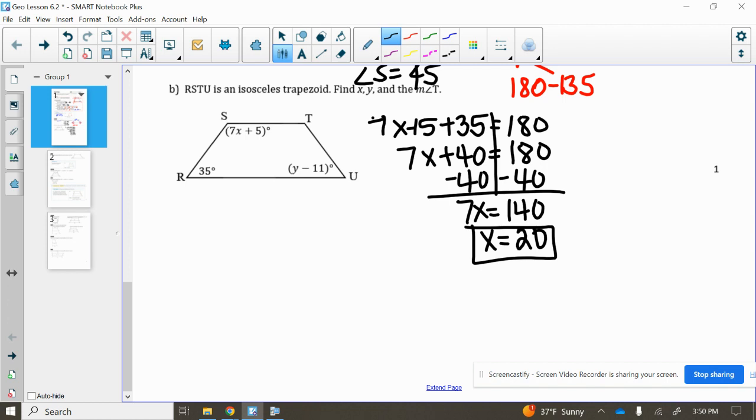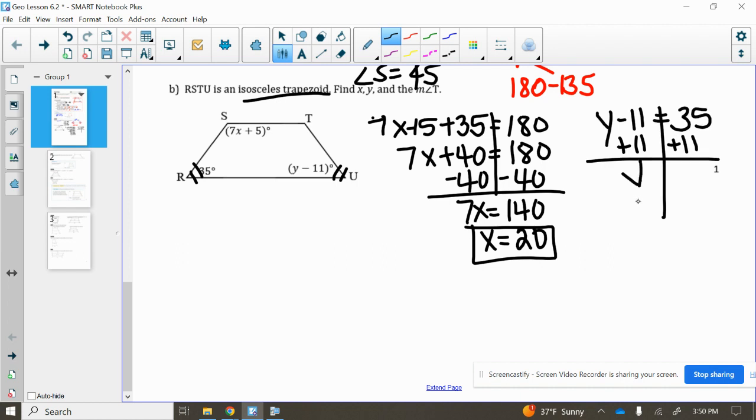Now we also know that the lower base angles are congruent. So if we're trying to solve for y, we can take the y minus 11 angle U, and we know that that's going to have to equal 35 degrees because those two lower base angles in the isosceles trapezoid are going to be equal. So y is going to equal 46 on that one.